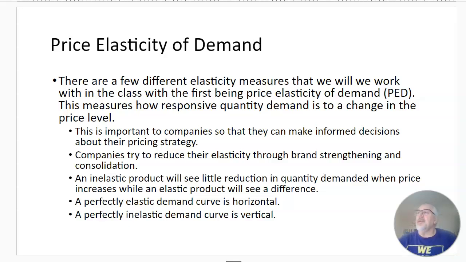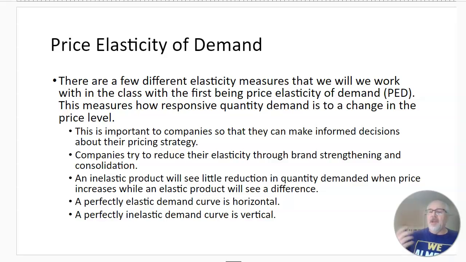Okay, guys, I'm going to make a short video on price elasticity of demand. Hopefully, this will go about 10 minutes. Price elasticity of demand is one of the most important concepts that we will discuss in microeconomics. And to put a fine point on it, it is how responsive quantity demanded is to a change in price. And we'll get into the mathematics here in a couple of minutes.